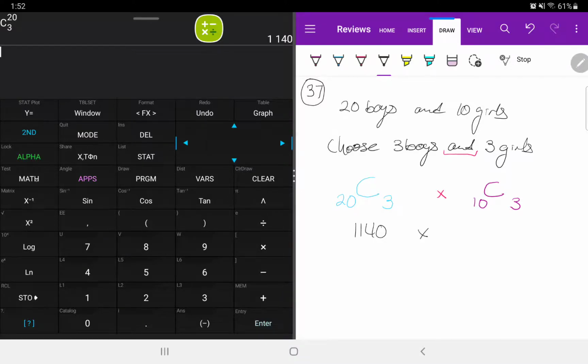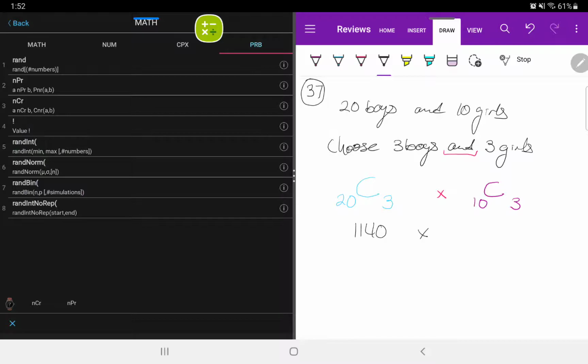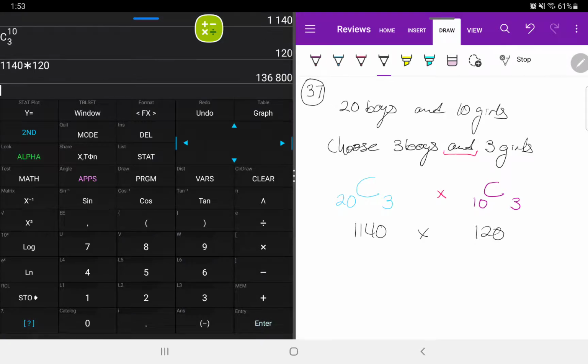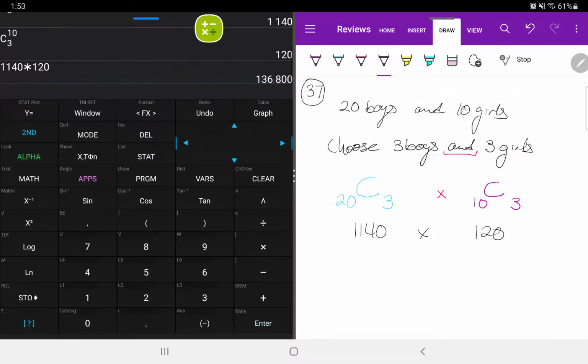I could be wrong. So type in 10. Go to math. It's still on PRB. You're going to put in 3. That equals 120. So we can multiply 1,140 with 120. And that is going to equal, got to scroll down a little bit, 136,800 ways. And that is it for question number 37.